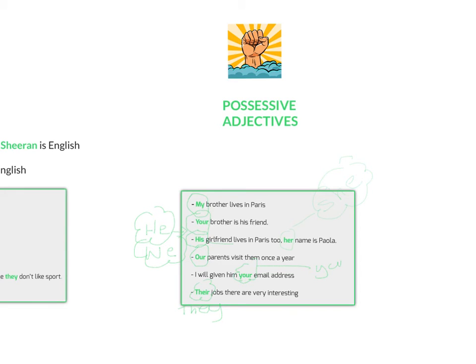As you can see here, possessive adjectives are always followed by the thing we possess. Okay? Here is an example. It says my brother. It goes together with the thing that we possess: a brother. Your brother, his girlfriend, our parents. Okay? Or email address. Adjectives are always followed by the thing we possess.